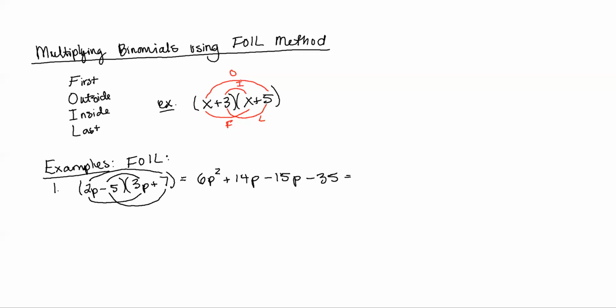Most of the times when you do this, you're going to be able to combine the two inside terms here. Not 100% of the time, based on what you were given, but most of the times it's going to be like this. So I'll leave that 6p squared in the front. 14 minus 15 is negative 1p, and then minus 35.